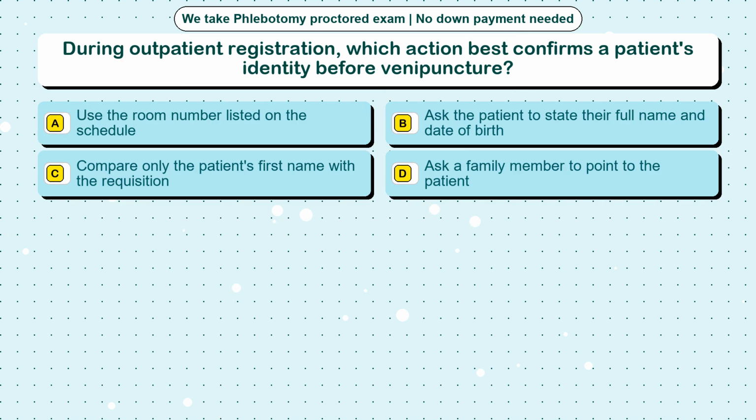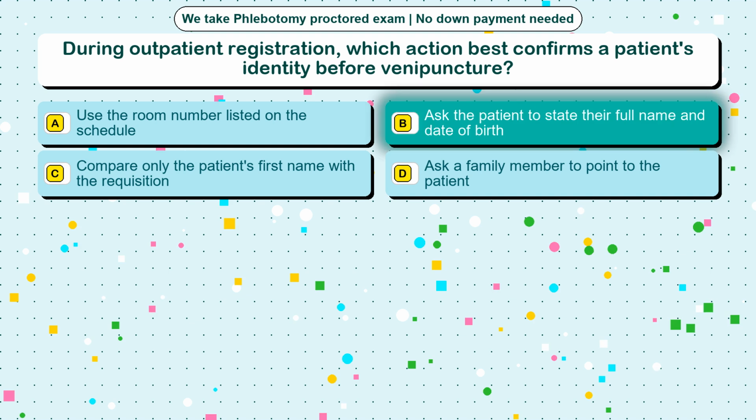Question 82. During outpatient registration, which action best confirms a patient's identity before venipuncture? Option A, use the room number listed on the schedule. Option B, ask the patient to state their full name and date of birth. Option C, compare only the patient's first name with the requisition. Option D, ask a family member to point to the patient. The correct answer is option B, ask the patient to state their full name and date of birth.